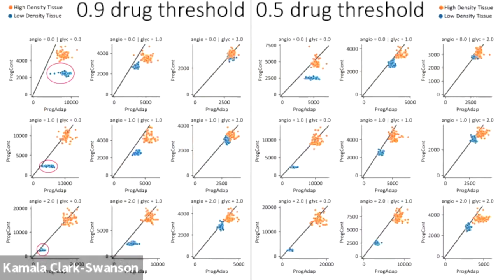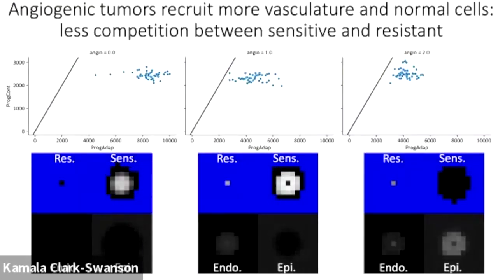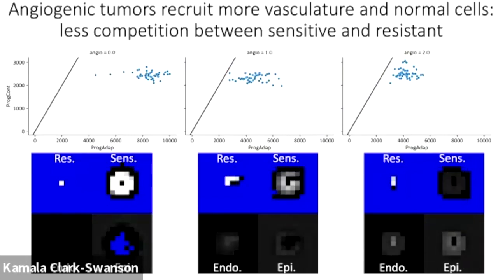Okay, so now I'm looking at the angiogenesis case. So we're increasing angiogenesis now, and we're leaving out glycolysis, or at least we're not modifying that phenotype. In that case, once again, you can see that adaptive therapy is getting closer and closer to that 50-50 line, so it's not doing quite as well. But the reason here is a bit different.